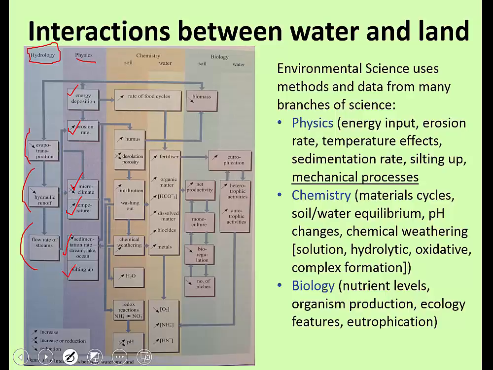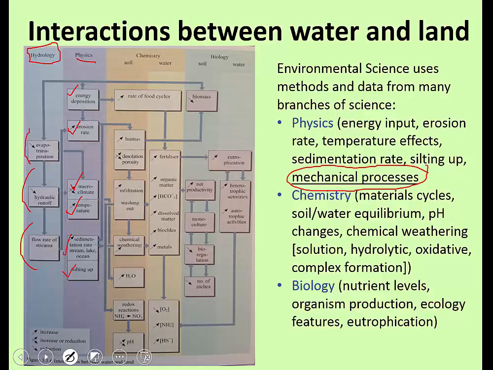And silting up is the buildup of silt in lakes, rivers, streams, things like that, where as you reach the mouth of it, you're dropping the load basically. It's picked up all of this material, and then it eventually drops that, and silt builds up to the point where it kind of chokes it off or moves it. So silting up is important. Now these are all mechanical processes that are going on. So physics, we need to look at the mechanical processes.